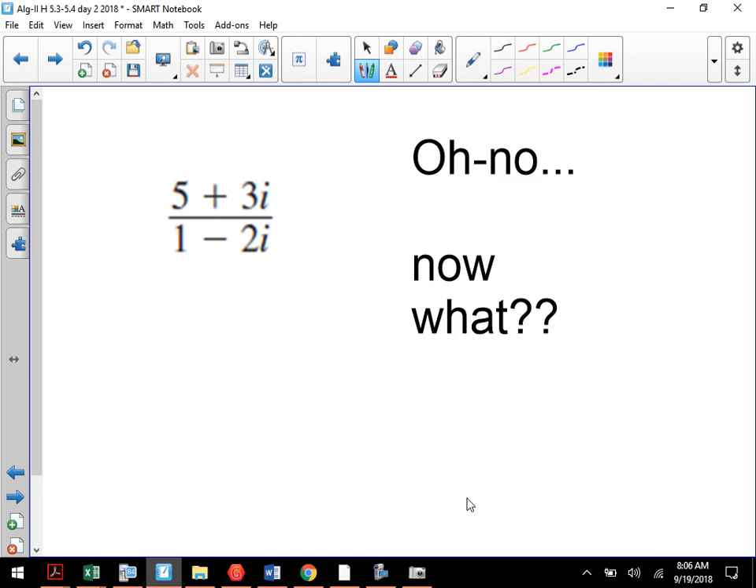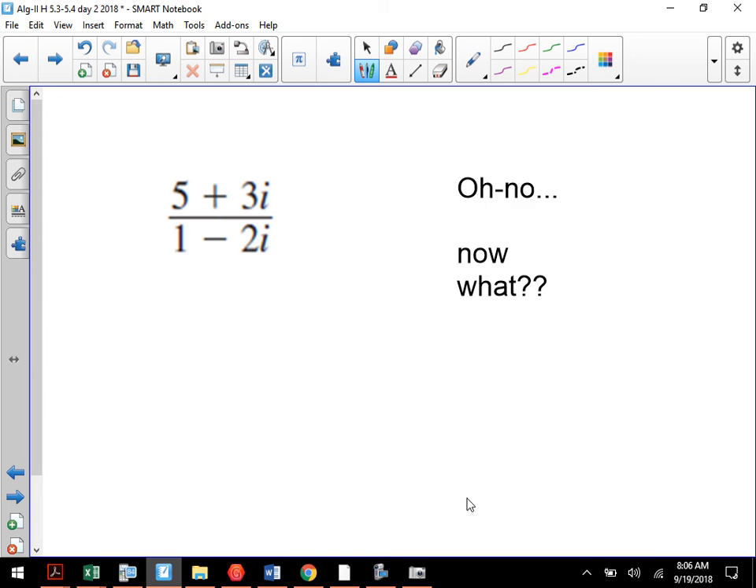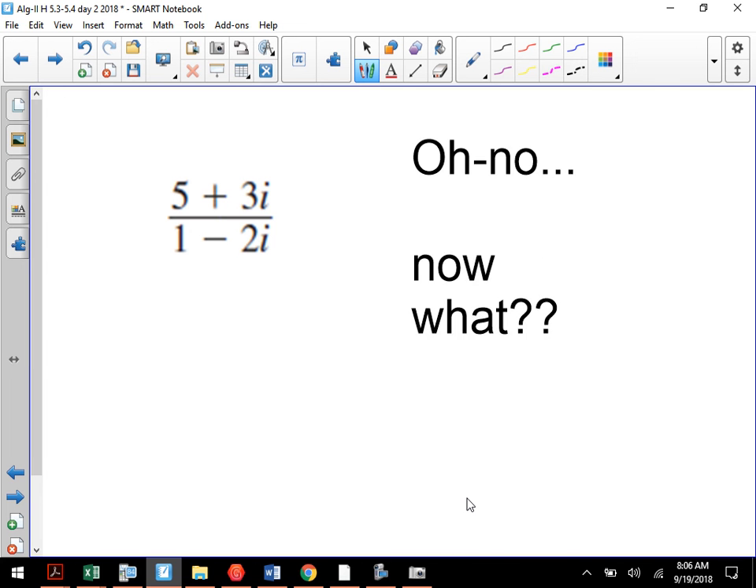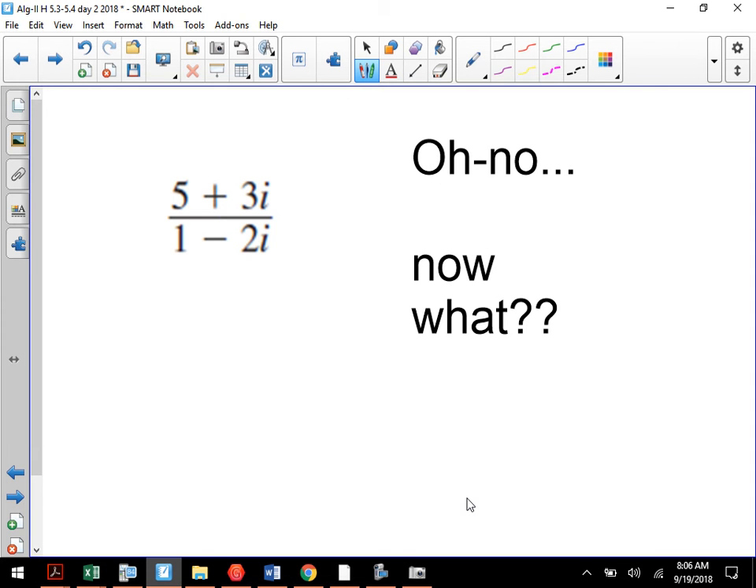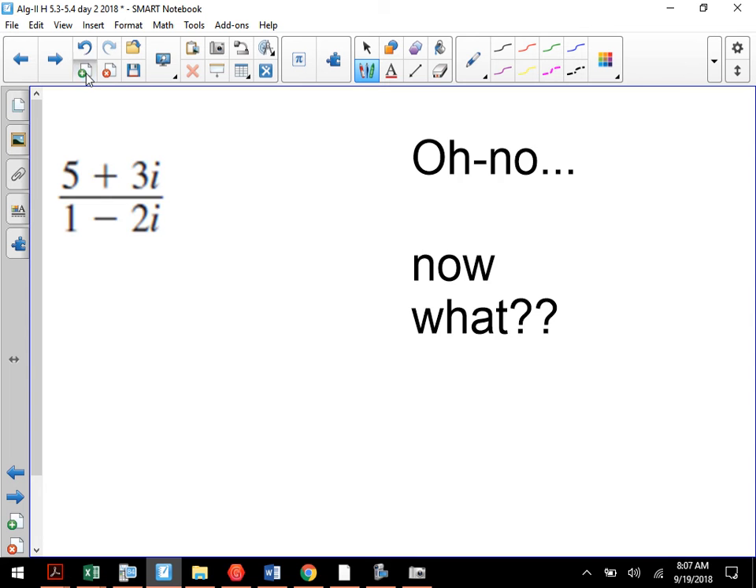Anyway, just like when we had radicals within the denominator, it's not proper form to have them there. We had to rationalize. Remember that? Well, we kind of do the same thing with imaginaries. What we're going to do here is multiply by some form of the imaginary to get rid of the imaginary within the denominator. Now, what I want you guys to think of is how polynomials work.